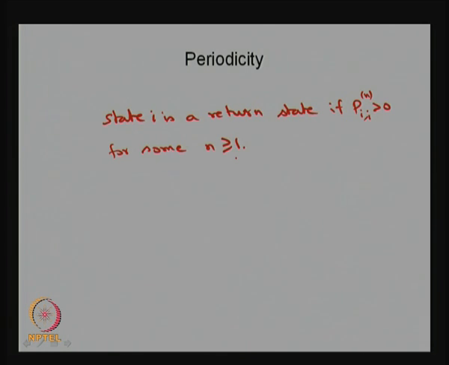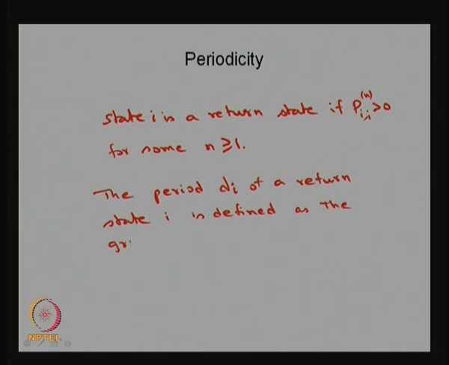Now, I am going to define the periodicity only for the return state. The period, in notation d_i, for the return state i is defined as the greatest common divisor of all m such that p_{i,i}(m) is greater than 0.